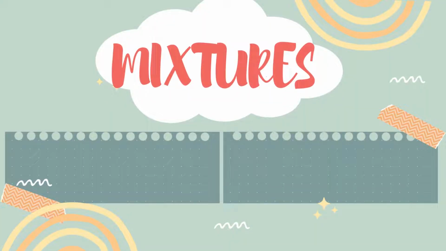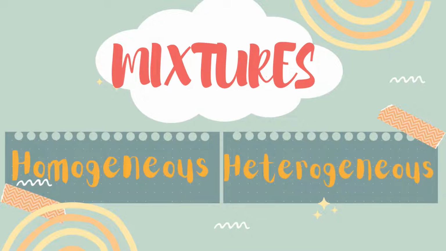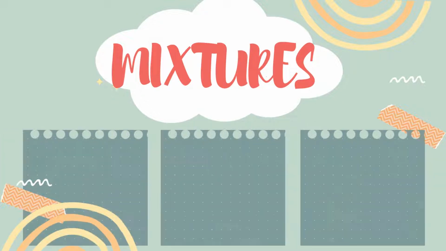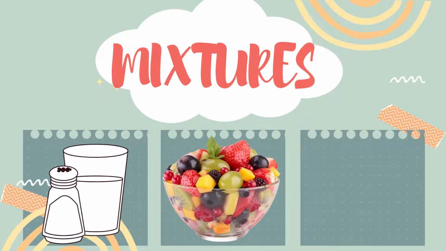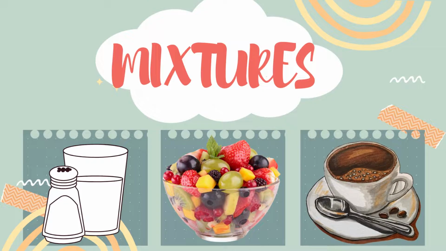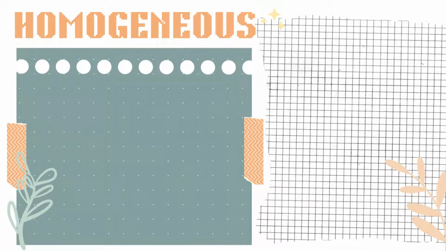Mixtures can be further classified as homogeneous and heterogeneous. This means that a mixture of salt and water, a fruit salad, and a coffee can be examples of homogeneous and heterogeneous mixtures. We will find out their classification as we go through our discussion. Let us first talk about homogeneous mixtures.